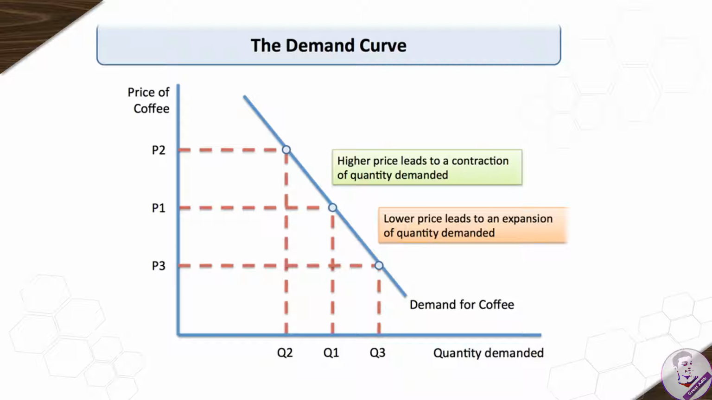If you go further from P1 to P3 and there is another decrease in the price, we can see the quantity demanded jump from Q1 to Q3. It means we can buy more now because it is cheaper. So this is the complete relationship of the price versus the demand. I hope you can understand it properly.